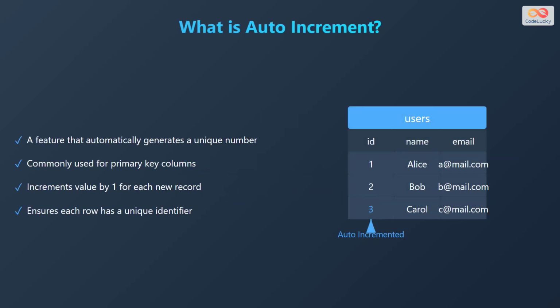So, what exactly is Auto Increment? Simply put, it's a feature that automatically generates a unique number for a column in a table. This is commonly used for primary key columns, where each row needs a unique identifier. When you insert a new record into a table with an auto increment column, the database automatically assigns the next available number in the sequence. By default, the value increments by 1 for each new record. In essence, auto increment ensures that each row in your table has a unique identification.